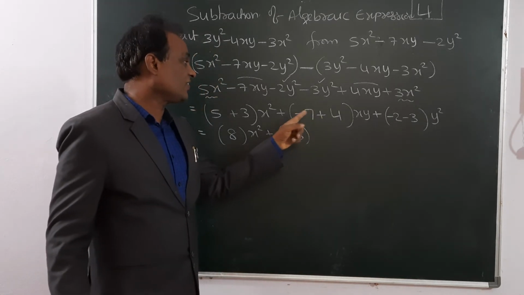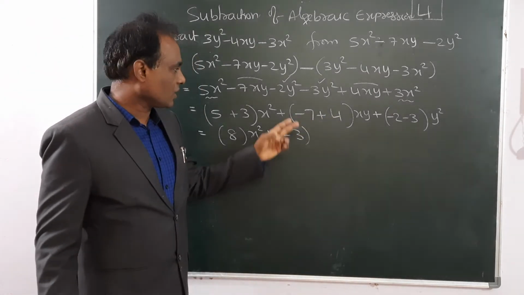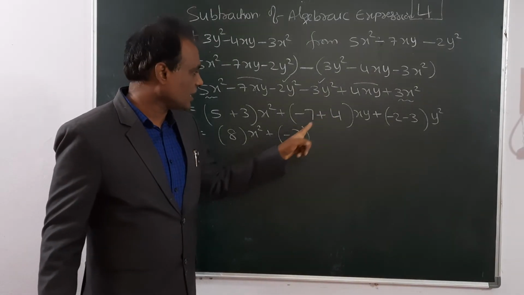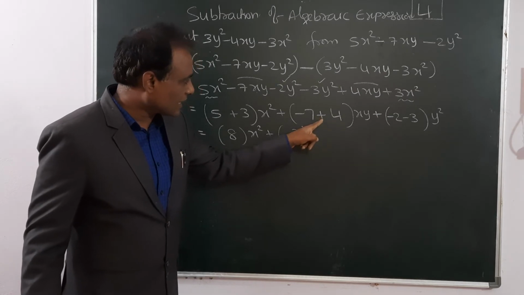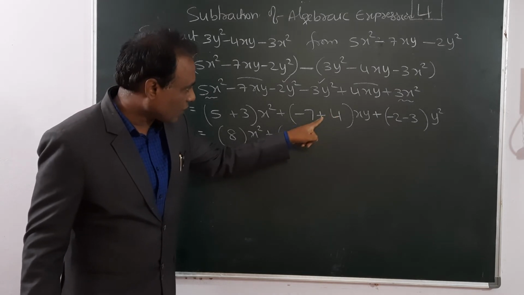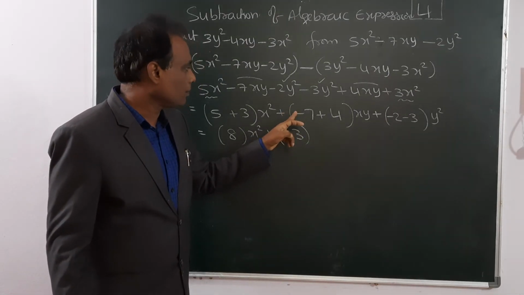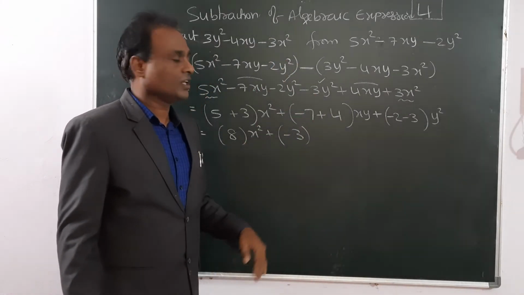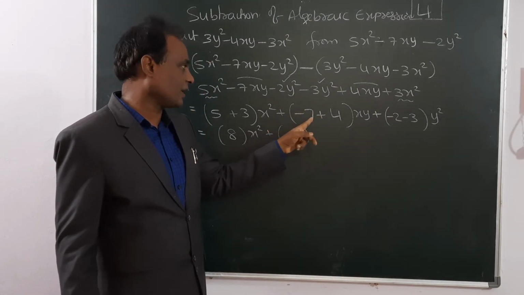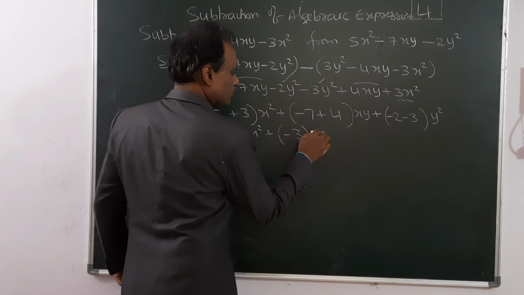If they have opposite symbols, plus and minus, we should not add. Don't write 7 plus 4, 11, because this is minus and this is plus. So we cannot add, we have to subtract. 7 minus 4 is 3. Which is greater, plus or minus? 7 is greater, so minus 3. If both are the same, plus 7 plus 4 will become plus 11. If both are minus also, we have to add. But if it is one plus and one minus, we have to subtract. 7 minus 4 is 3. So 7 is greater, so minus xy.